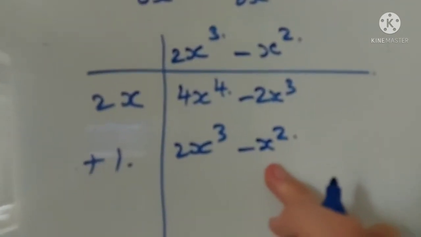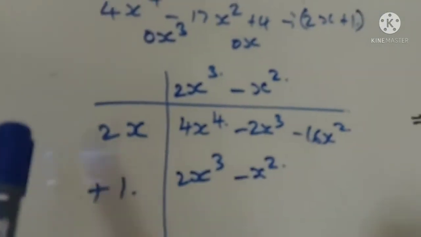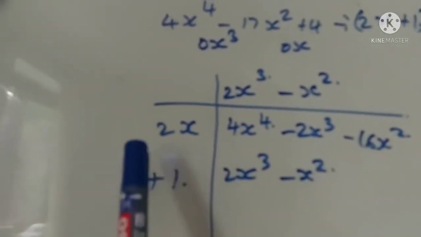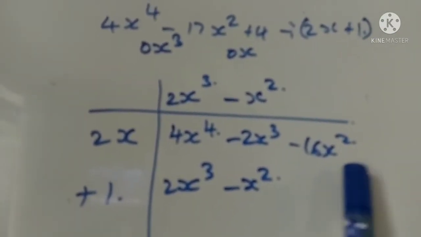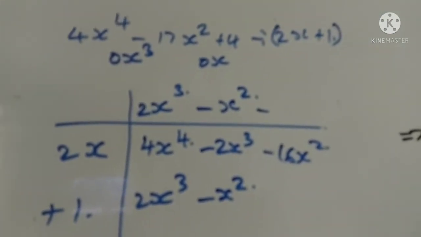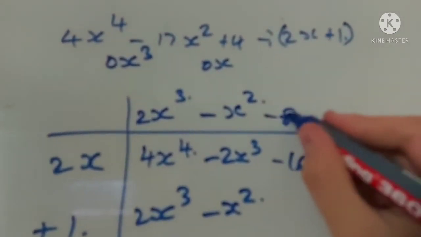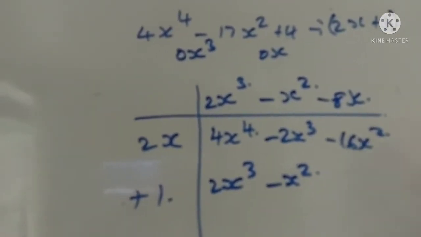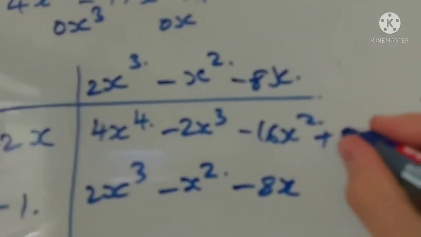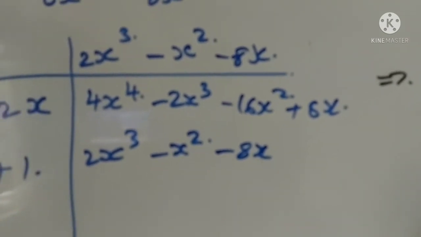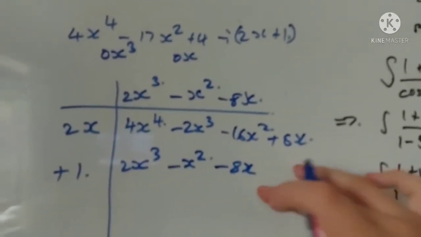So that means I get minus x squared. However, I don't want minus x squared, I want minus 17x squared. I need to take away another 16x squared. So how many do I want now? Well, I've got 2x into minus 16x squared, which gives minus 8x. Which means here I get minus 8x. Well, I don't want any x's at all, so I'm going to have to add on 8x. So if I add on the 8x, that will cancel those, and that's now gone.